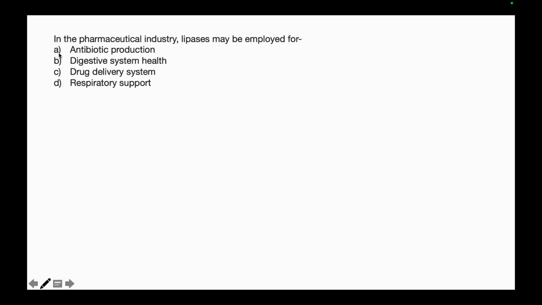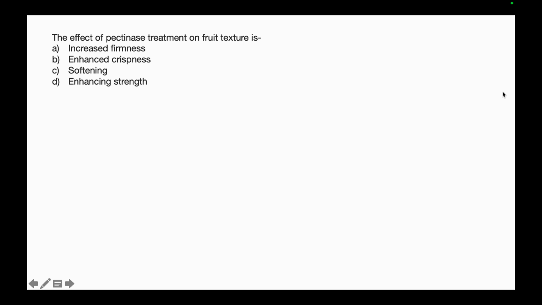In the pharmaceutical industry, lipases may be employed for antibiotic production, digestive system health, drug delivery system, respiratory system. So lipases are mostly involved in the drug delivery system.